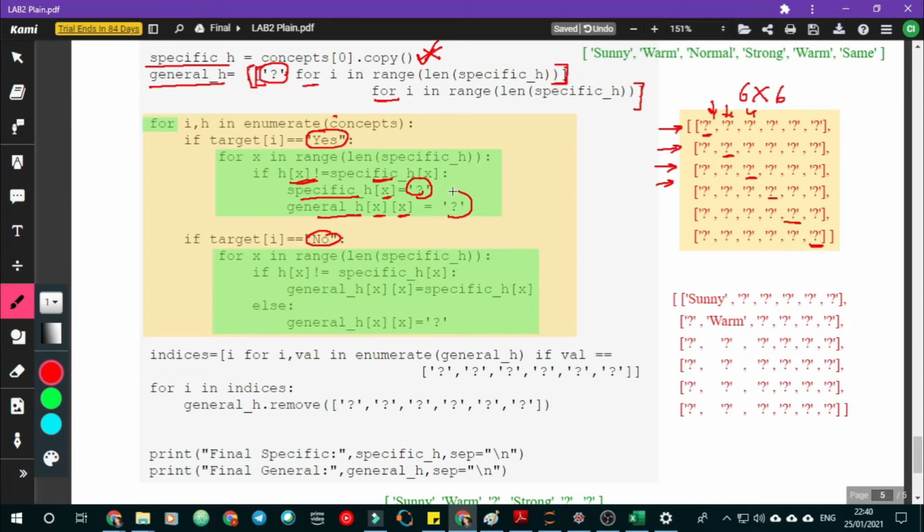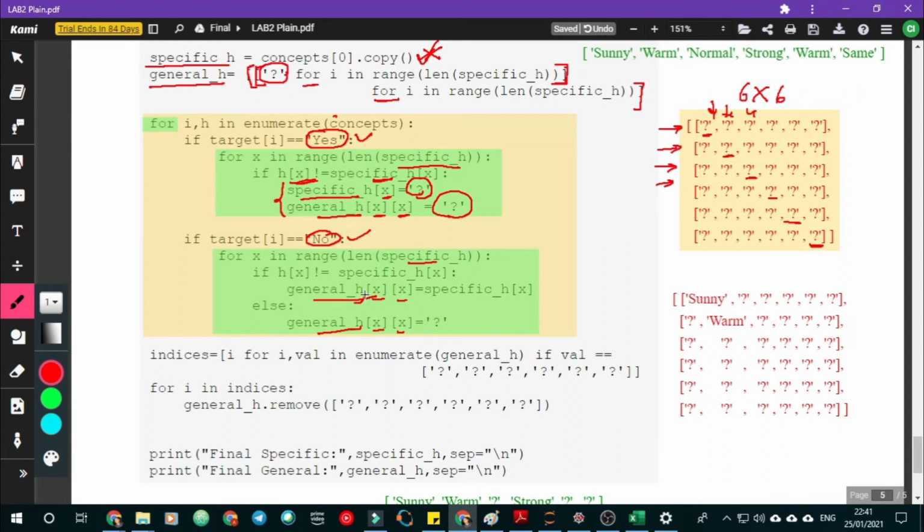Okay, this is about positive, and you know about the for loop. This is specific hypothesis length, and here also this is specific hypothesis length. When it is negative, we are changing only the general hypothesis. Here we are changing both specific and general in case of positive. In case of negative, only the general hypothesis is changed, and you know that general hypothesis is two dimensional, x cross x.